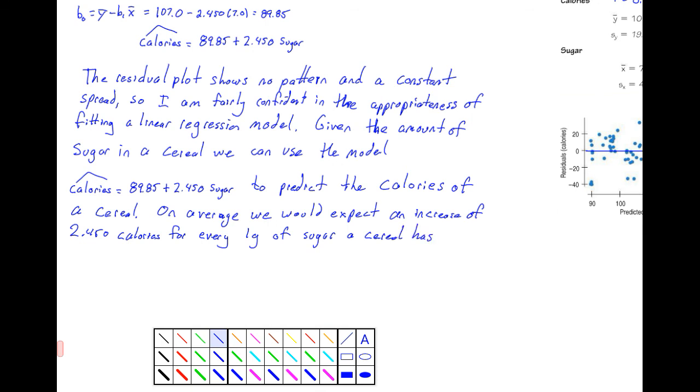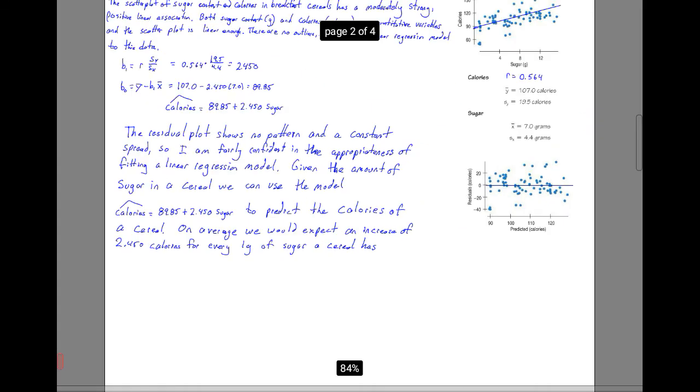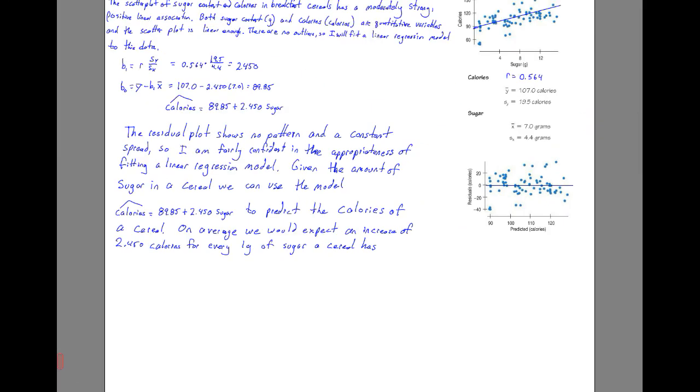Now, according to this model, we would expect a cereal with 0 grams of sugar to start with 90 calories roughly. So that's what the y-intercept means in this case. Sometimes it has a meaning, sometimes it doesn't. In this case it does. If we had a sugar-free cereal, we would expect it to start with 90 grams. Or sorry, 90 calories.